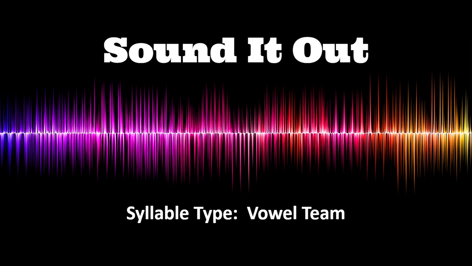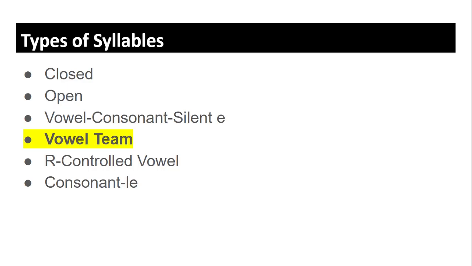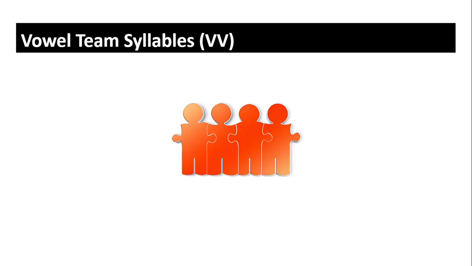Hi, in this edition of Sound It Out, we'll be looking at a syllable type called the vowel team syllable. There are 6 types of syllables in the English language, and understanding the patterns of the syllables can help us to read the vowels, which can help us to read words. In a vowel team syllable, there are from 2 to 4 letters working together to produce a vowel sound.